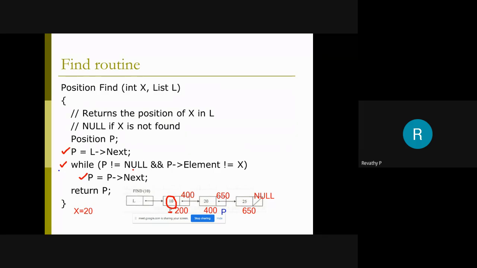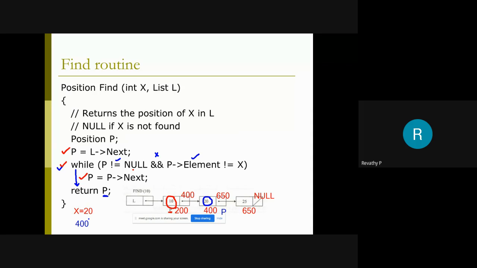For the second iteration, it will check whether p is not equal to null. Yes, p is not equal to null. It will also check whether p of element is not equal to x. Here, x is 20, and p of element is 20, so this condition fails. It will come out of the while loop and return p. So what will it return? What is your p now? p returned here is 400. So it will return the address where this value 20 resides. This is how the find operation performs.